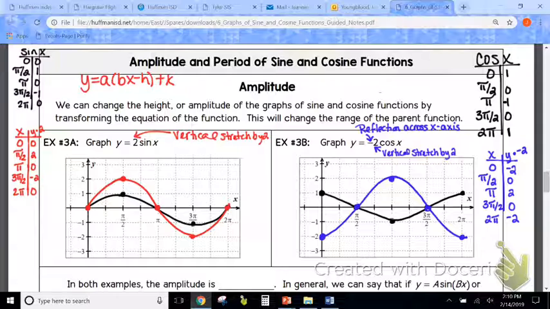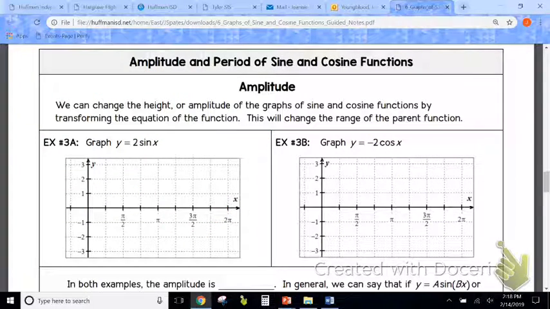Alright, and so there's our graph. Oops, sorry. Bring it back.